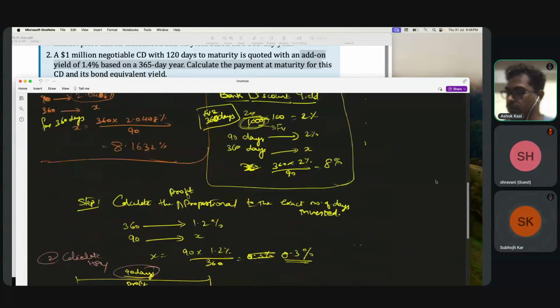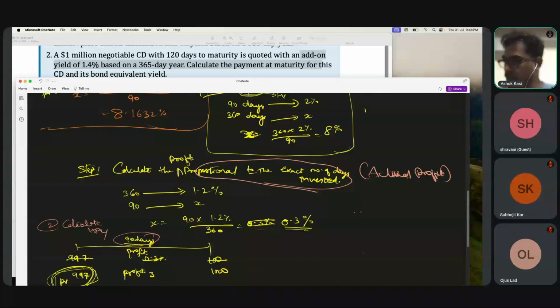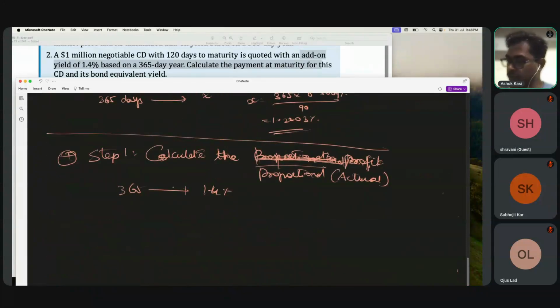Instead of saying proportional, calculate the profit proportional to the exact number of days. In other words, actual profit. So actual profit is how much? It is only for 120 days. So you calculate it, cross multiply. 0.4603%.